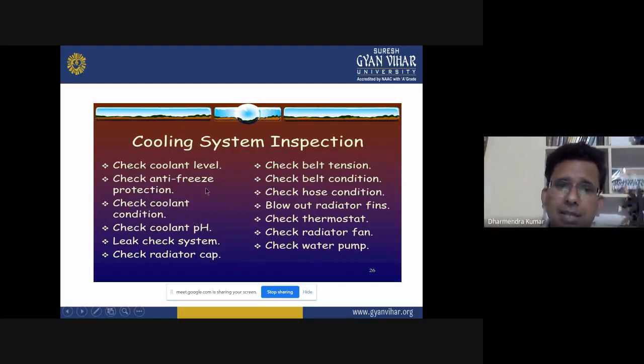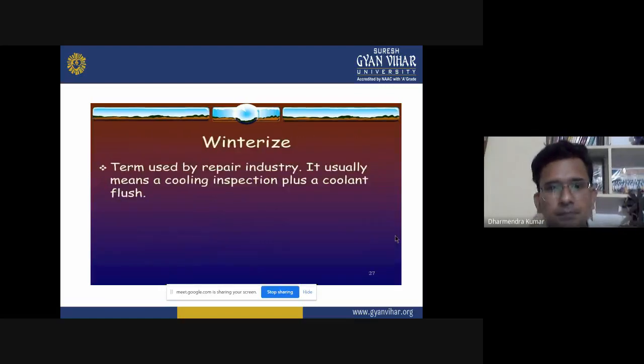Check coolant level, check antifreeze protection, check coolant condition, check coolant pH, leak check the system, check the radiator cap, check belt tension, check belt condition, check hose condition, blow out the radiator fans, check the thermostat, check the radiator fans, and check the water pump. It means that if we inspect the cooling system, then we have to check each and every component which is associated with the water cooling system. This is the term normally used in the automobile sector.